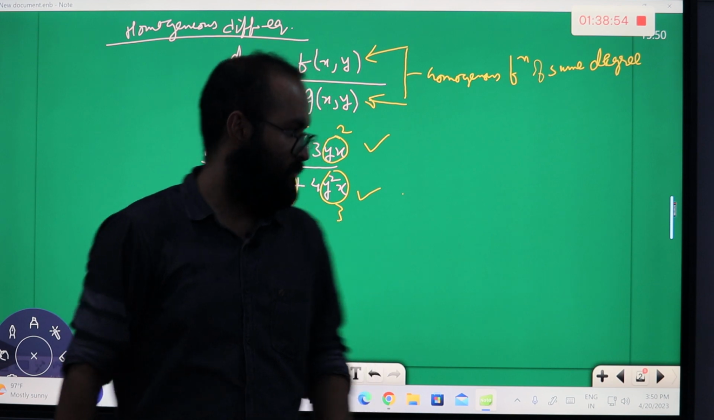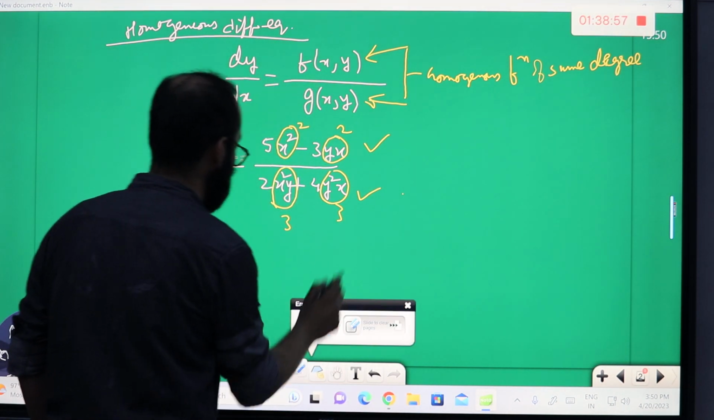Understood? So now let us make it same degree. Then we will see how to solve. Shall we?